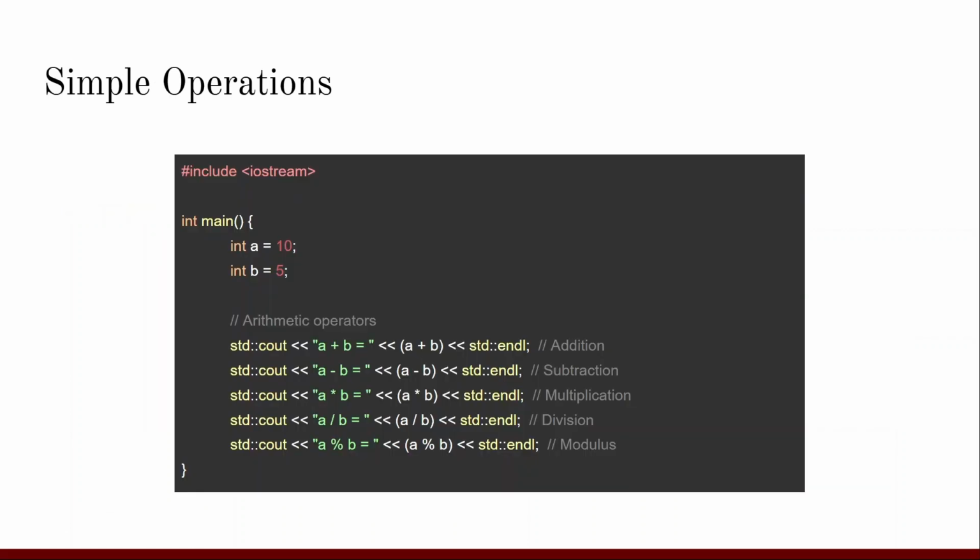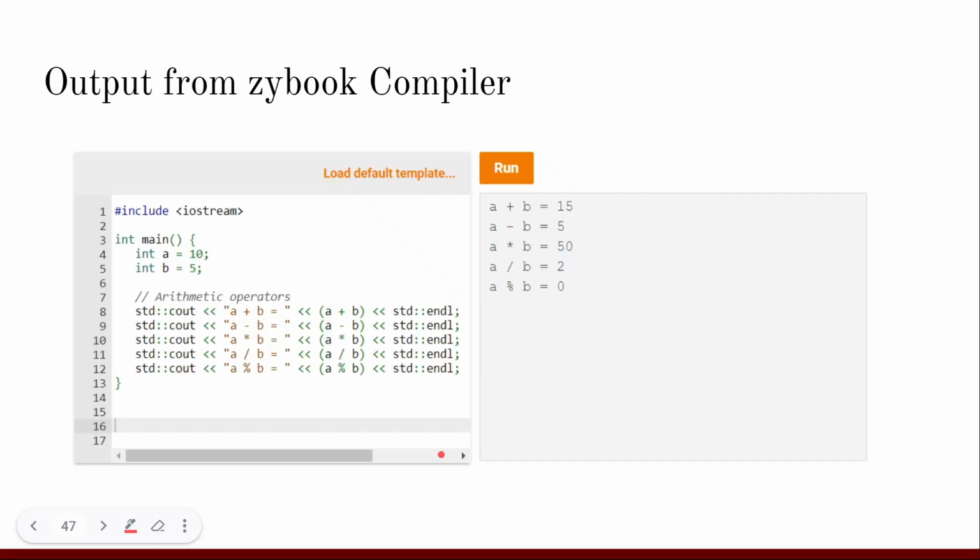All right, and in C++, now you see that I'm using std. Why? Because I haven't included the std namespace here, so that means I need to use std to cout these statements. This program is just adding two numbers. We have 10 and 5. It will print 15. It will print 5, and that will be 50. Division by 2, modulus will be 0. All right, and that's an output using the compiler that we have from our book.